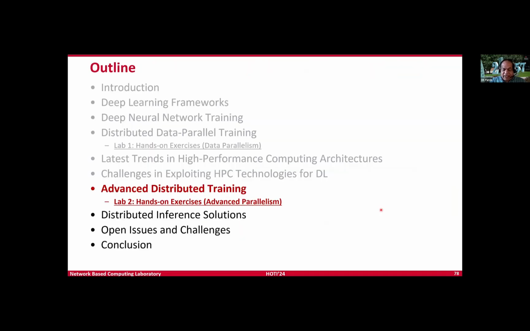So with this, let me hand it over to Nauras. He will go over the advanced distributed training, and then we'll come back to the inference solutions, and then open issues and challenges, and we'll finish. So we have 1 more hour to finish this.